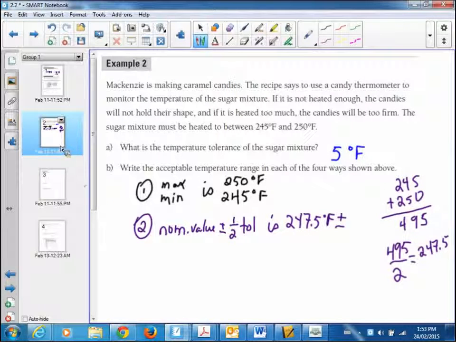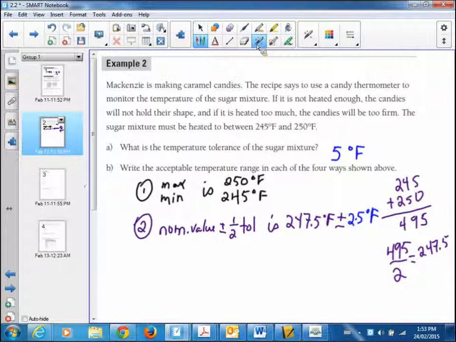Plus or minus, though, half of the tolerance. And I think you know what half the tolerance is, half of 5, right? I'm using blue just so you can see where it came from. Half of that value. Now, do you see that that adds up to or subtracts down to 245 and 250? You add 2.5, you subtract 2.5. Okay.